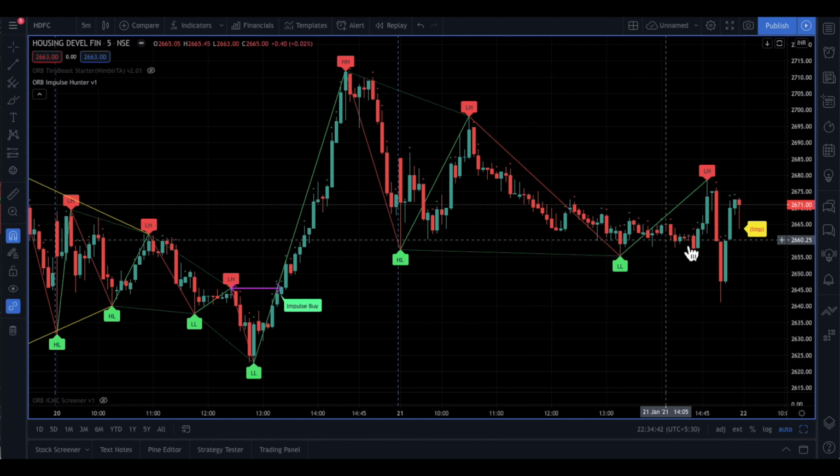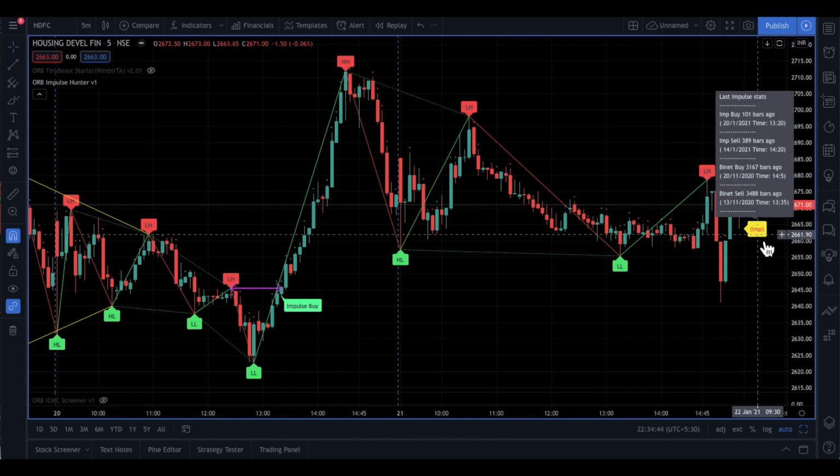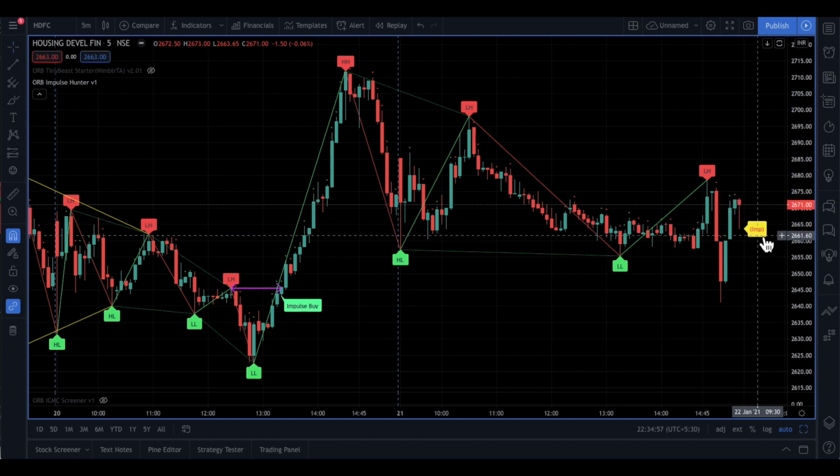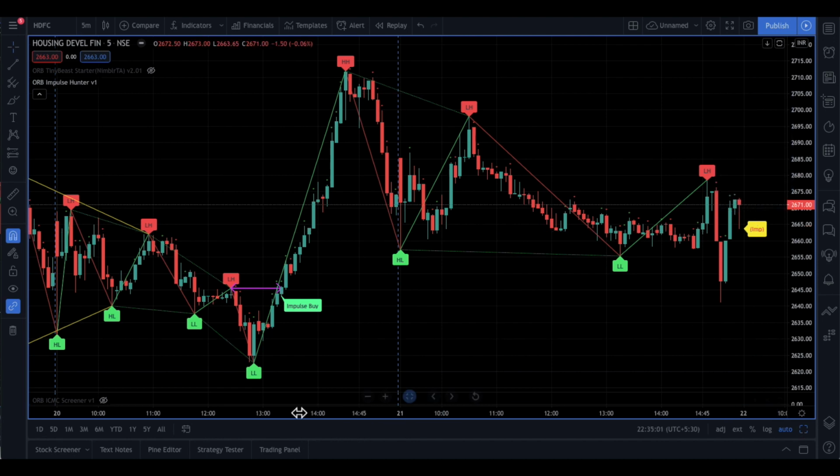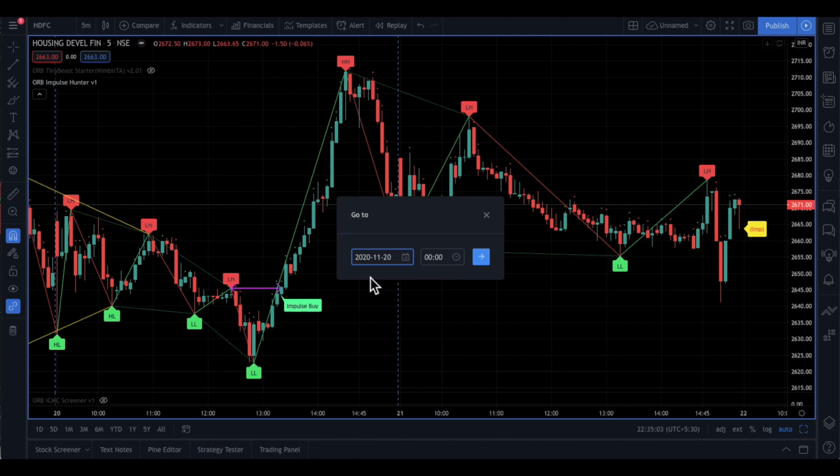So I have put in a nice feature here. This is called a statistics feature for this particular indicator, where it shows you the last impulse buy, the last impulse sell, the last Binet buy, and the last Binet sell. So here we see that the last Binet sell was on 13th November 2020. So let's go and have a look at 13th November 2020.